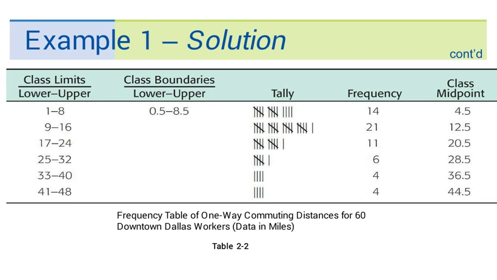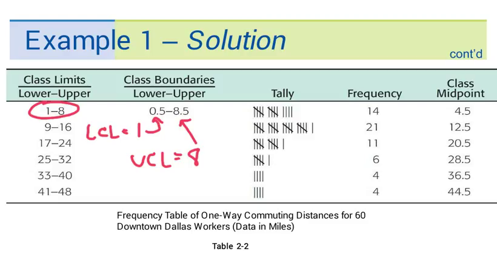So let's see what that looks like. Okay, so if I look at my first class, which ranges from 1 to 8, my lower class limit equals 1. When I subtract 0.5 from 1, I get 0.5. So that's my lower class boundary. My upper class limit, let's say UCL, is 8. And when I add 0.5 to 8, I get 8.5.